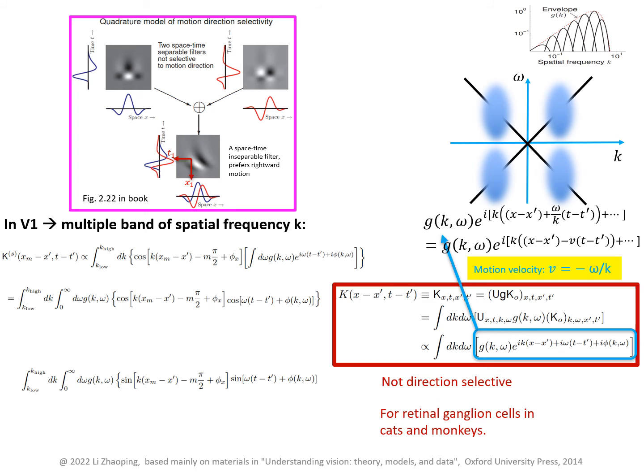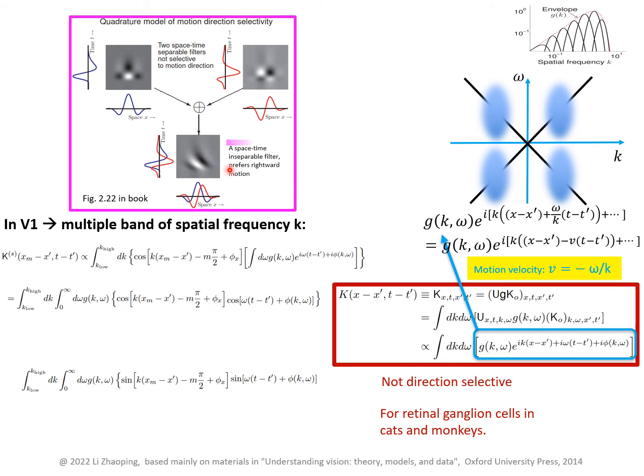Its current response is excited by a white spot at location x1 at time t1 ago, and by a white spot at location x2 at time t2 ago in the more recent past. So this filter is excited by a white spot moving from left to right, or by a black spot moving from left to right at a slightly offset spatial-temporal location. So this is a space-time inseparable filter. It's excited by rightward motion but not leftward motion, and it is motion direction selective.